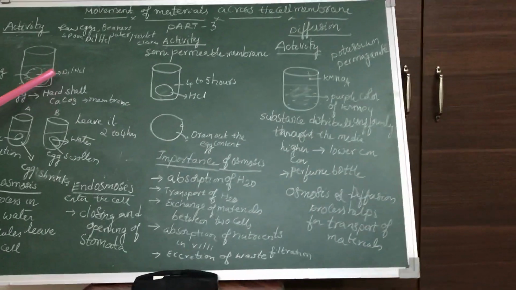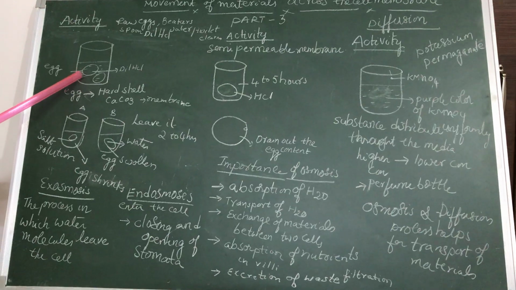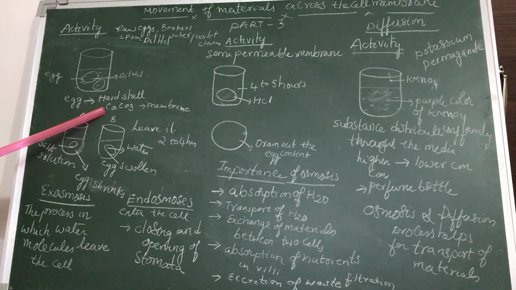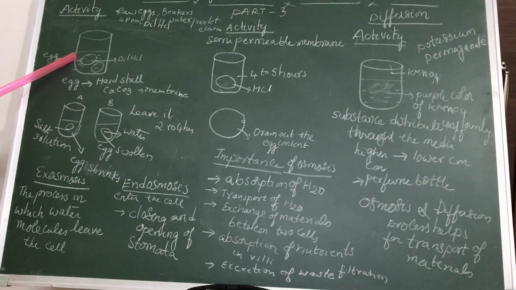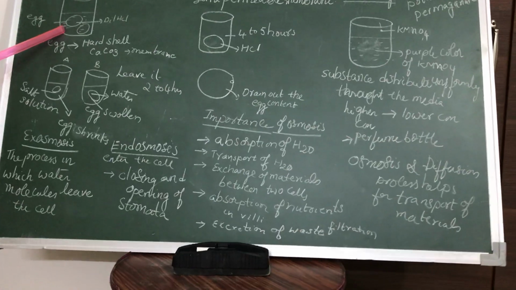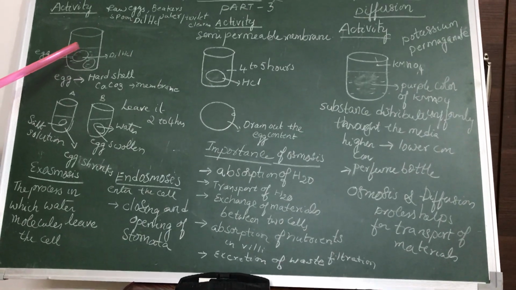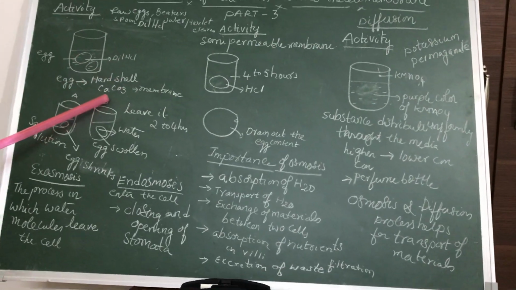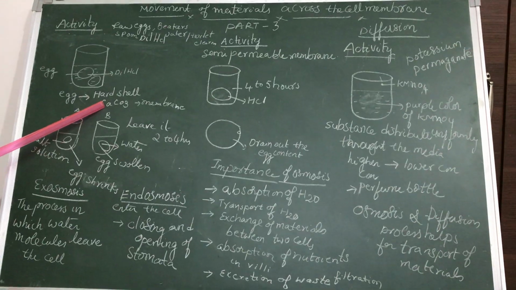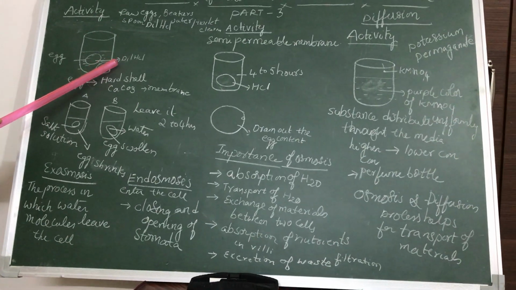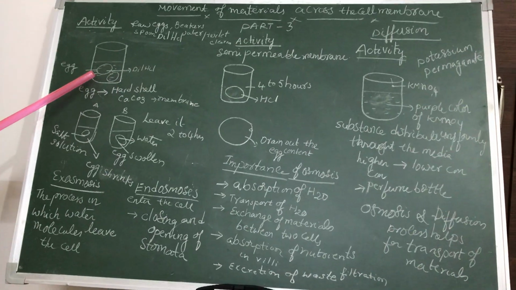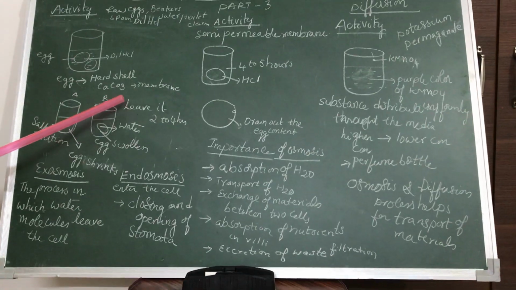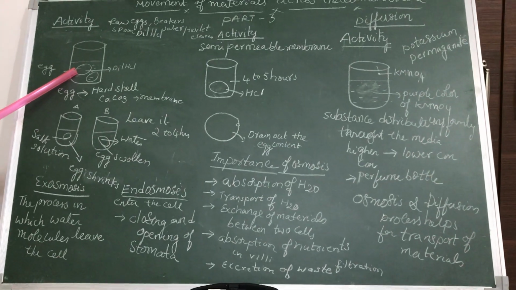We already know an egg has a hard shell around it, and this hard shell is made up of calcium carbonate. Beneath this hard shell there is a membrane. Inside the egg, yolk and white are present. So what happens when you place the egg in dilute hydrochloric acid for 4 to 5 hours? The shell, which contains calcium carbonate, dissolves in the hydrochloric acid, leaving behind the egg membrane. Only the shell will dissolve and the egg membrane will be present.